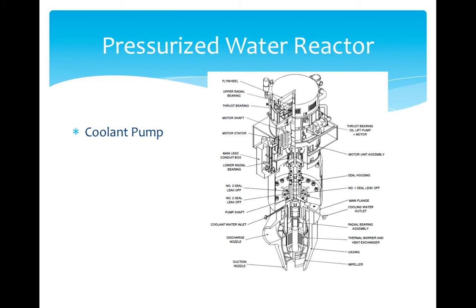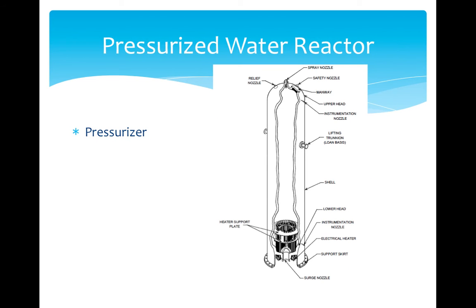The primary coolant that transfers heat to the steam generator is then routed to the suction of the reactor coolant pump. These pumps will then direct coolant back to the reactor vessel. Pressurized water reactors also contain a pressurizer. The sole purpose of a pressurizer is to help maintain pressure in the reactor itself and to prevent boiling from occurring in the core.